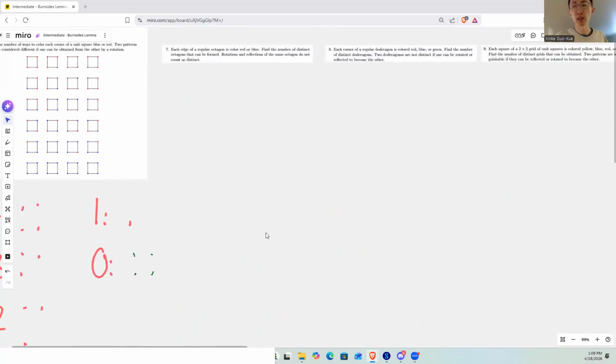So let's try this on an example. Number 7 says, each edge of a regular octagon is colored red or blue. Find the number of distinct octagons that can be formed. Rotations and reflections of the same octagon do not count as distinct. I'll give you a minute to try this, and then we'll talk about it.